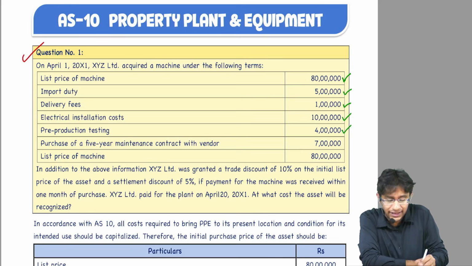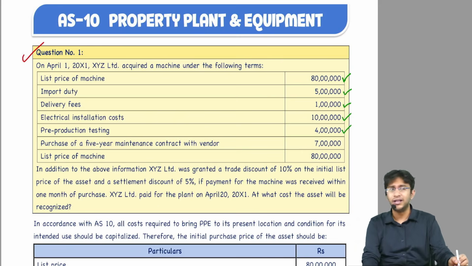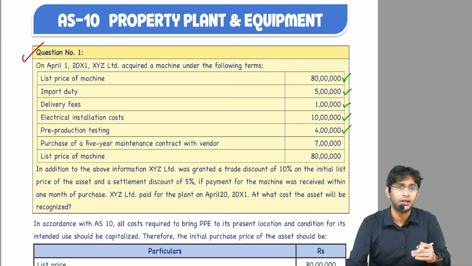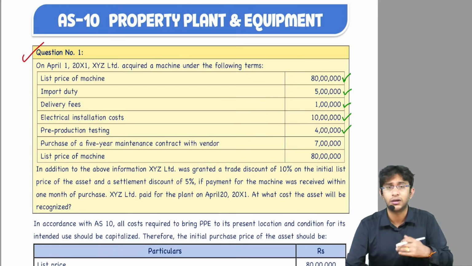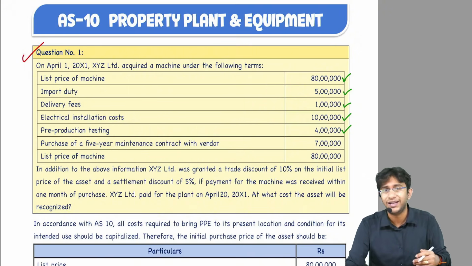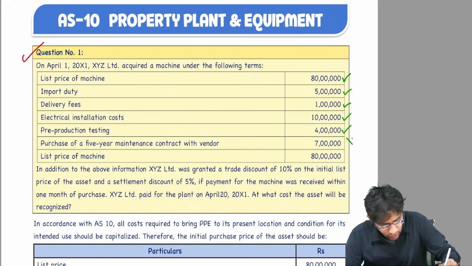Purchase of a 5-year maintenance contract with the vendor. No, sir. Maintenance cost is something which you will incur after the asset is ready for usage, for regular maintenance. So this has got nothing to do with the construction or acquisition of the asset. This is just an expense incurred to maintain the asset in running condition. So this cannot be capitalized. Okay, the duplicate is printed, leave this one.